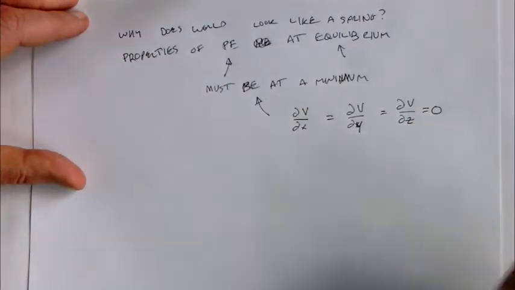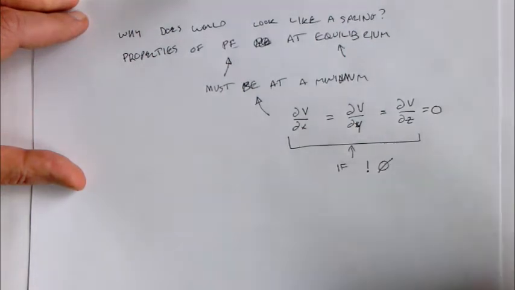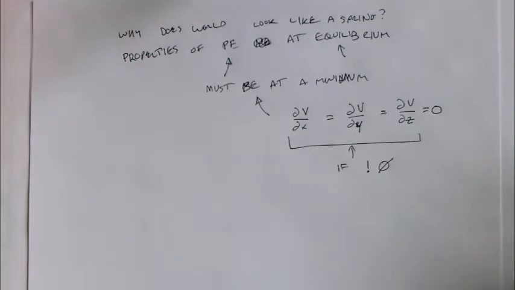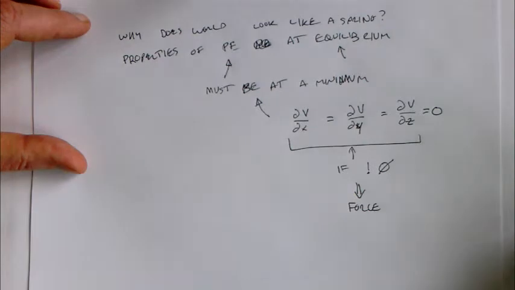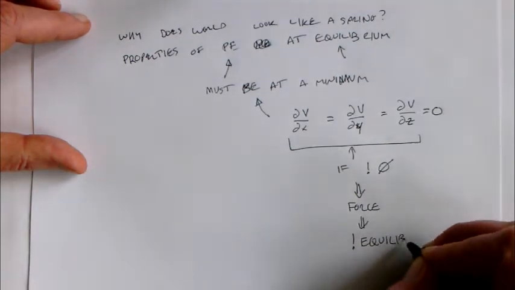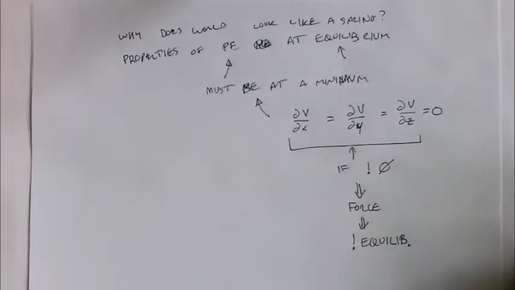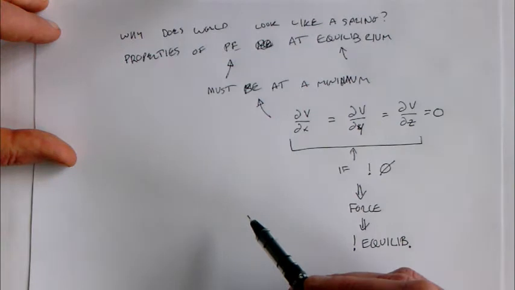Right? Because if they are not zero, that implies that there's a force, right? And if there's a force, you're not at equilibrium. So if the system is at rest, at a resting point, that means there's no net force acting on the objects, right? They're not accelerating. And if there's no net force acting on the objects, that in turn must mean that the potential energy has to be at a minimum.